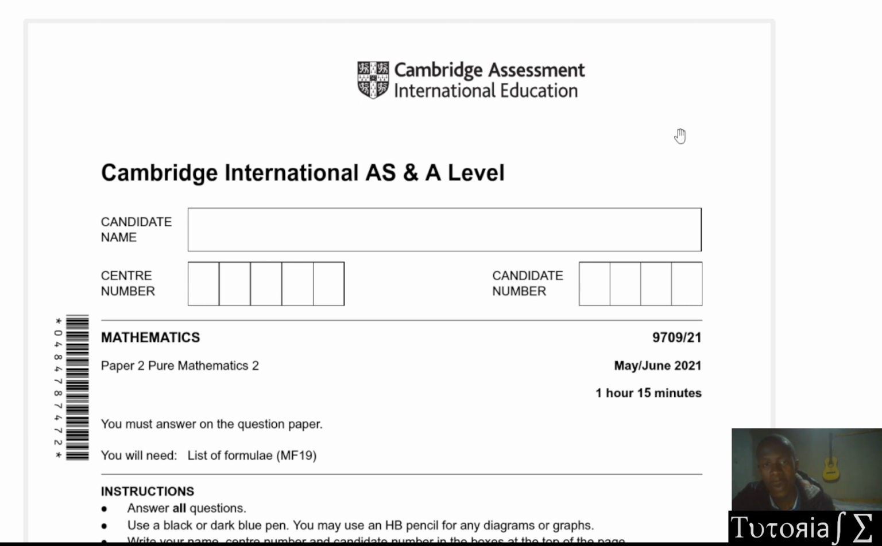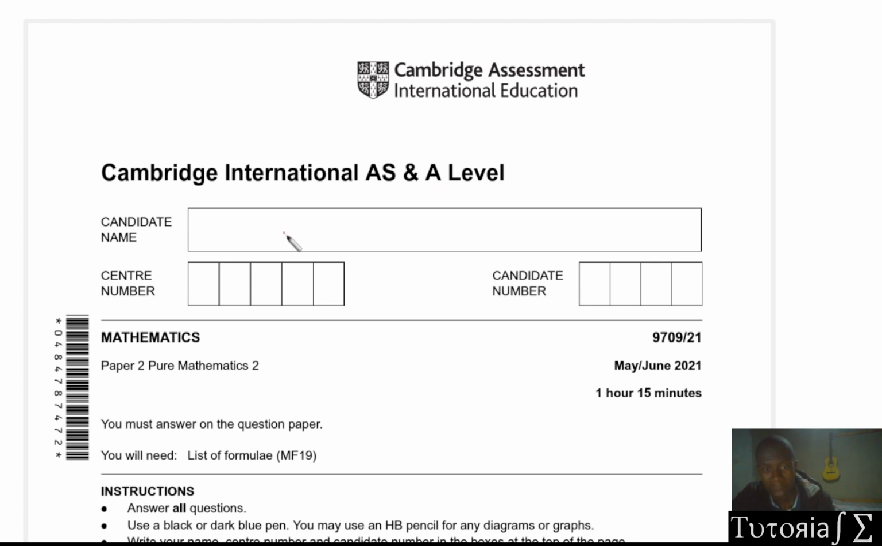In this lesson, we are looking at a Cambridge International AS and A-level paper 2 mathematics. This is pure mathematics 2. This is equivalent to additional mathematics at grade 12, that is GCSE.